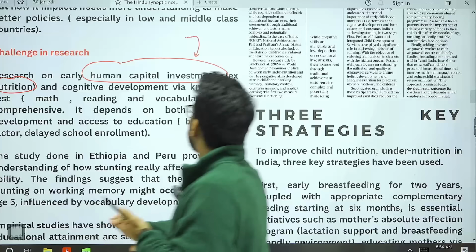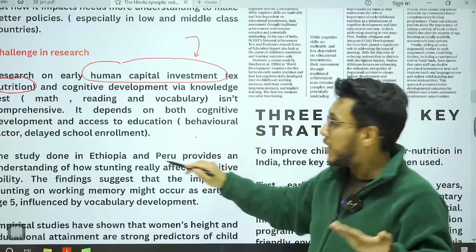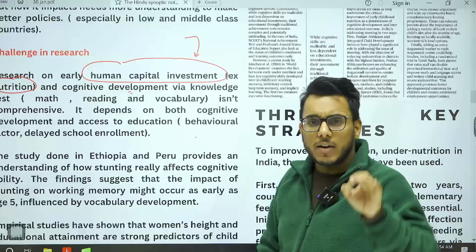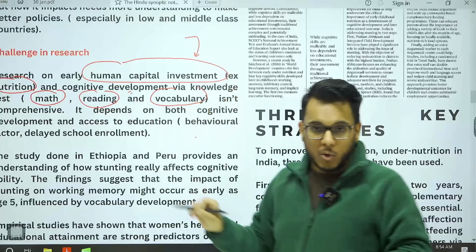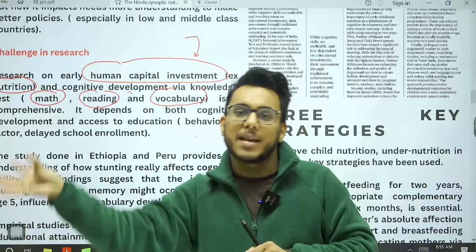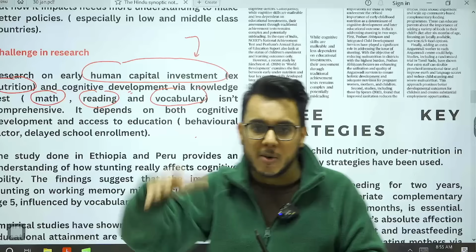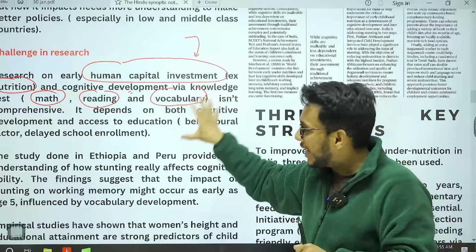Now, it has been provided that if we invest in nutrition, we find that a person develops better cognitive understanding, and that cognitive development can be seen in his performance in mathematics, reading, and vocabulary. So if you spend adequately on the nutrition of a child in childhood, then later in life his cognitive development will happen and he will be able to perform on these tests. We see this through many studies, but it is not very comprehensive.